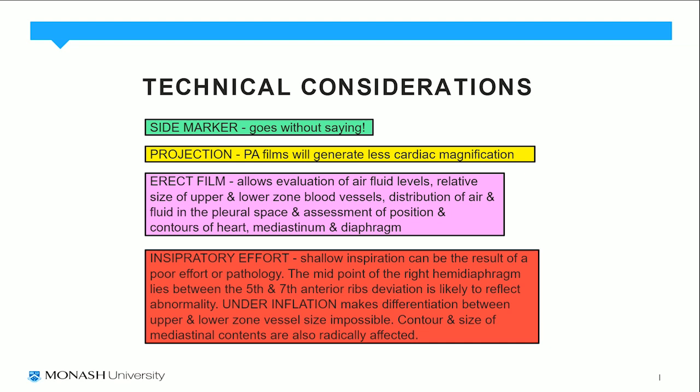The inspiratory effort is important. A shallow inspiration can result in the simulation of pathology. The midpoint of the right hemidiaphragm lies between the 5th and 7th anterior ribs and is likely to reflect an abnormality. With underinflation, differentiation between the upper and lower zone vessels is virtually impossible, and the contour and size of the mediastinal contents are also radically affected.